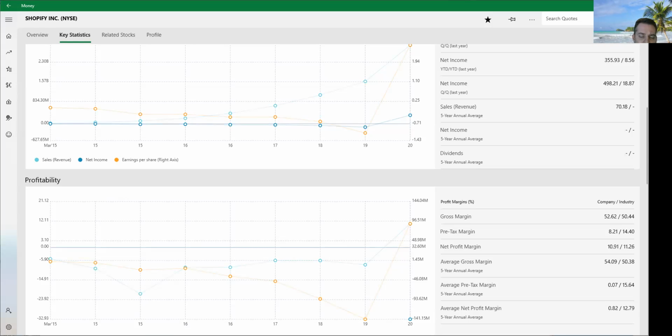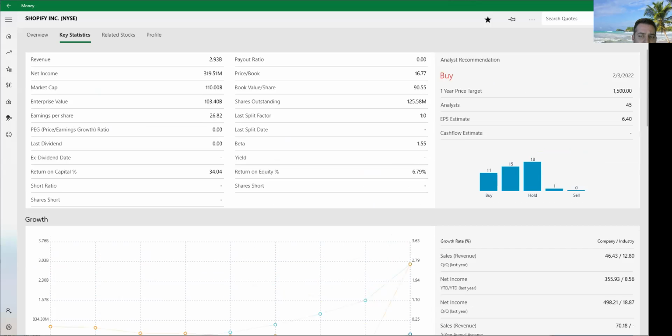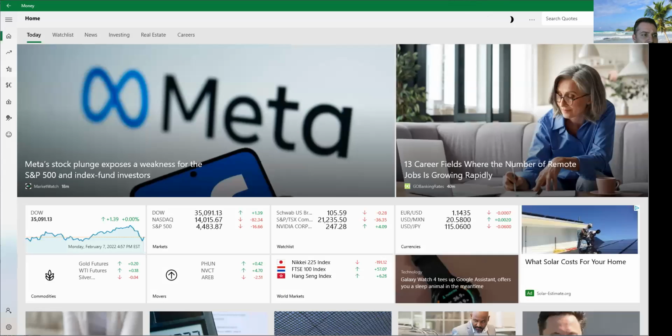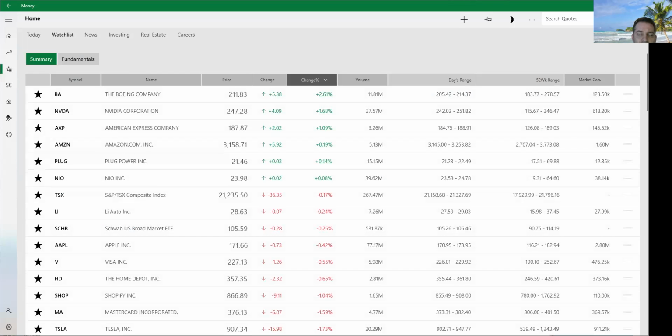Anyway, this is Shopify, and you can look here for the net income and say, hey, these guys are making money after paying all their expenses, so that's good. Now, if I go back to the home screen, I've made a watch list, and this is something you might want to do, is make a watch list.